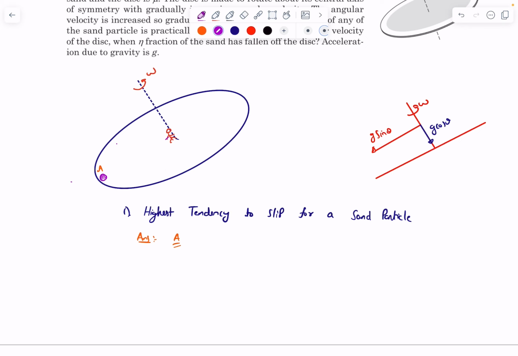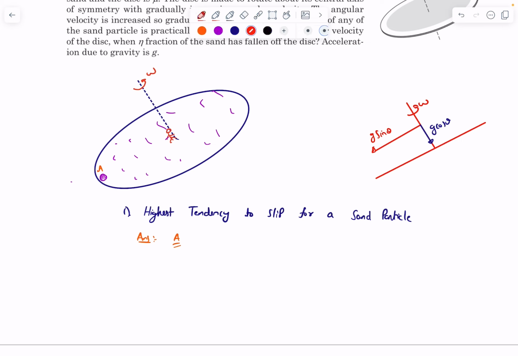Now imagine the disk is almost completely filled with sand, and none of the sand has slipped. We slowly start increasing the value of omega. There will come a time when the sand particle starts to slip. Where will it slip first? It will first slip at point A, because point A needs the highest friction.